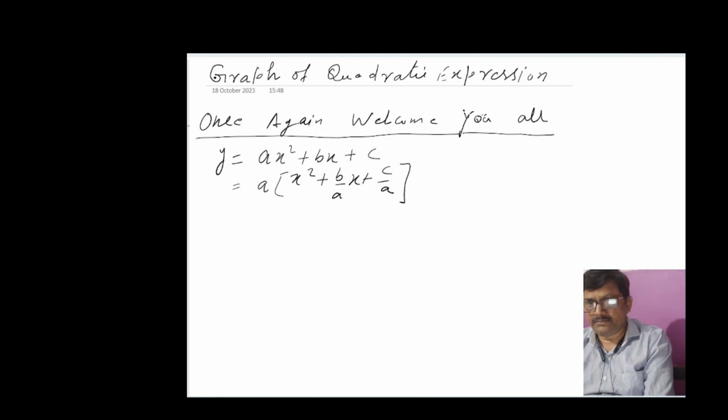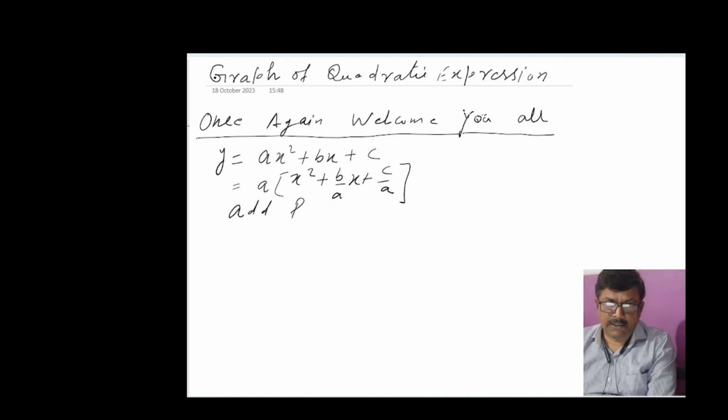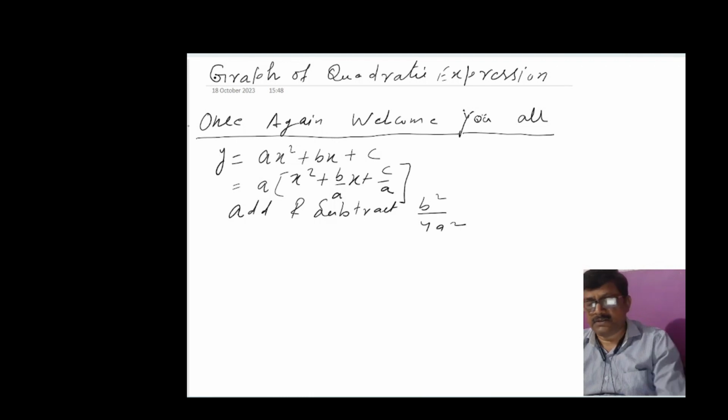Okay. Now I will make a perfect square inside the bracket. To make a perfect square, what will we do? Add and subtract b square upon 4a square inside this bracket. Okay? Add and subtract b square upon 4a square inside this bracket.